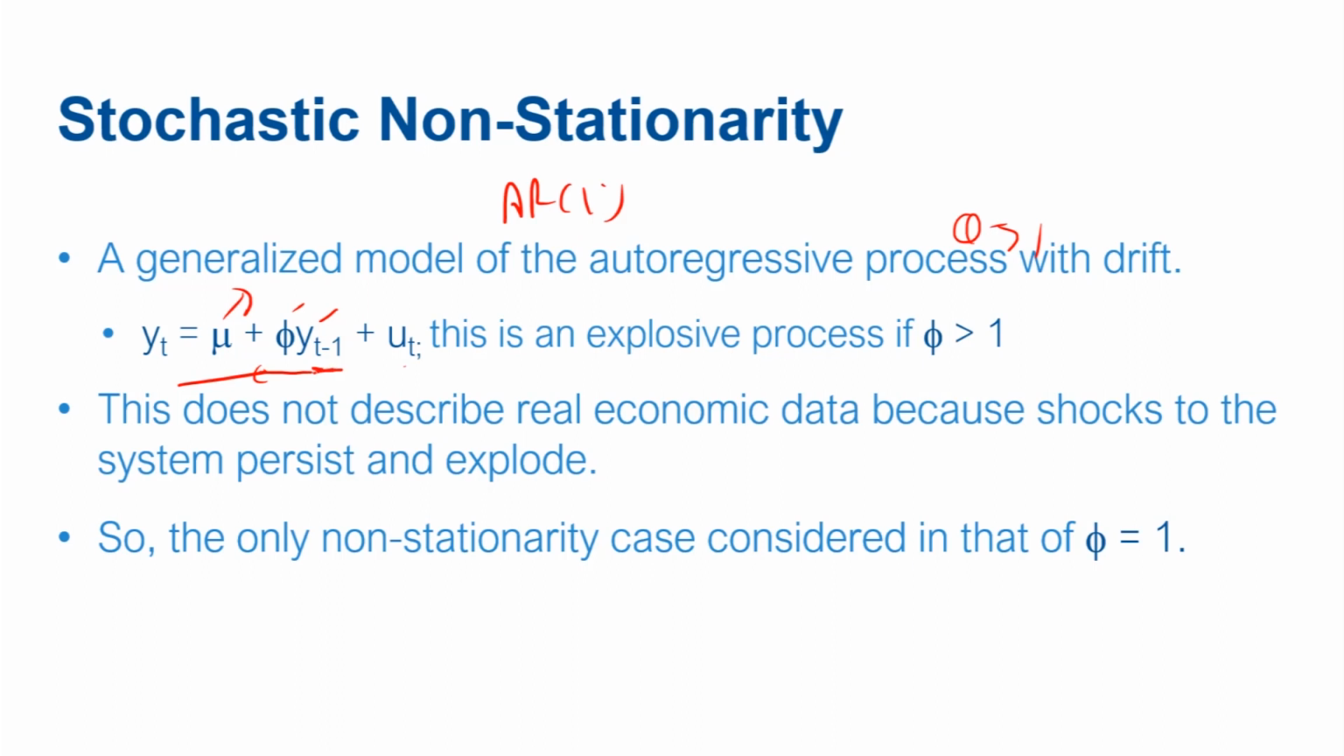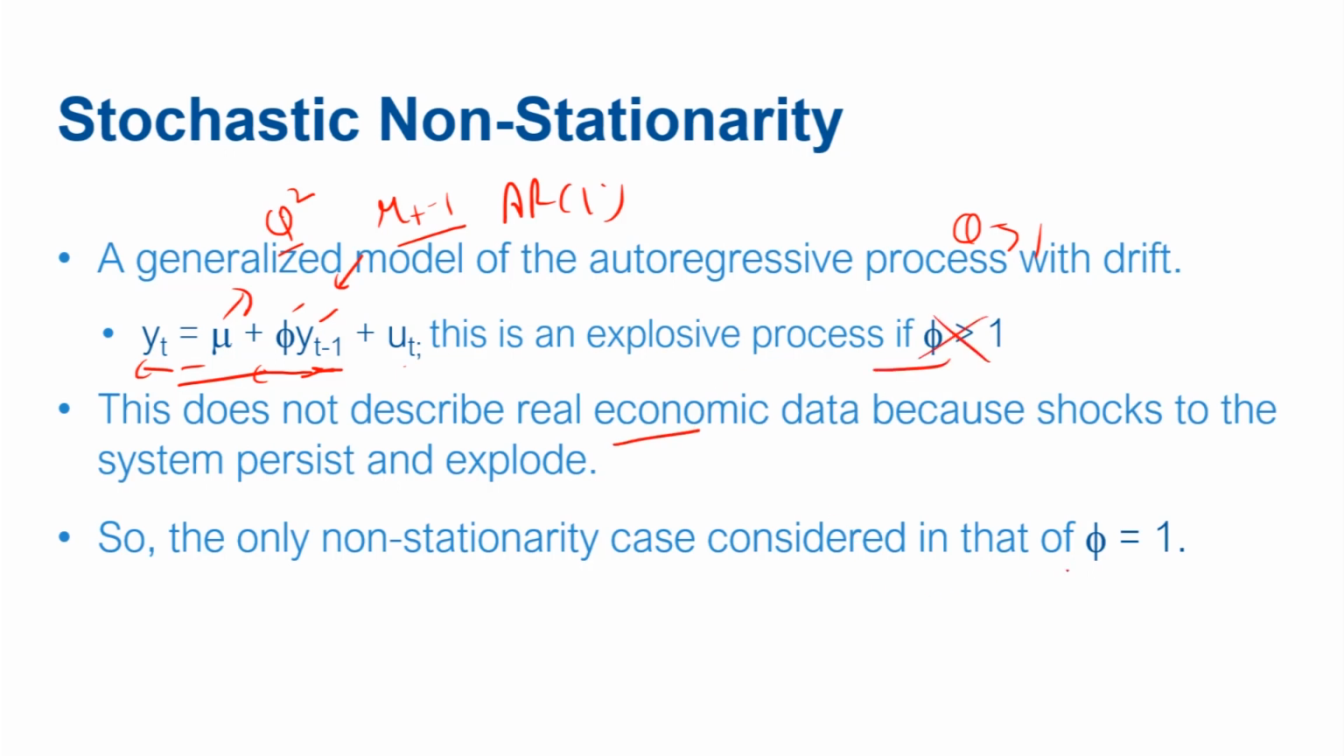For example, let's say a shock came at time t minus 1, which is mu t minus 1. The impact of the shock on the next period Yt is a multiple of phi. In the next period, phi square. As long as this phi is greater than 1, the impact of the shock on the process will explode, which is not a very desirable property and a property which does not describe real economic and finance data. So generally we tend to ignore this part.